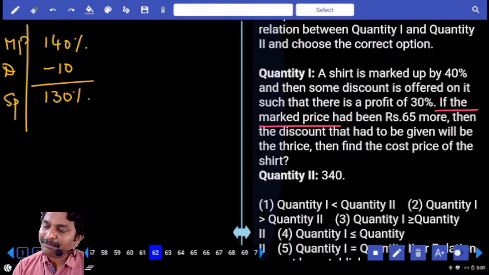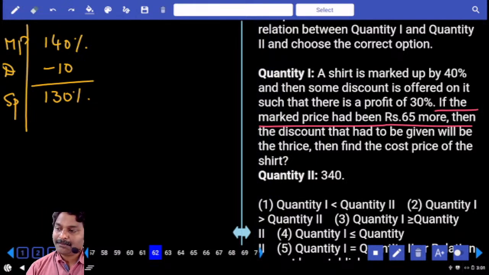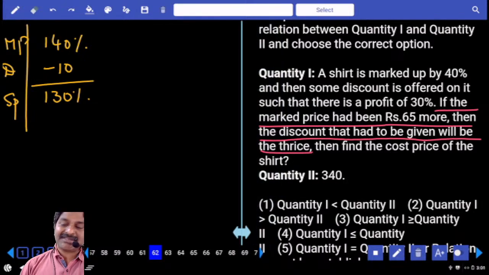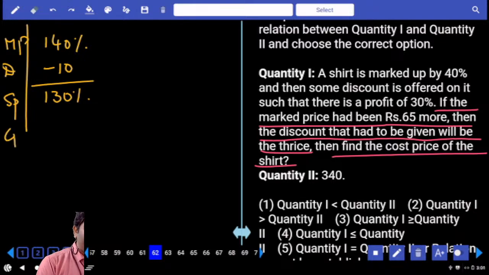Next, continue. If the market price had been 65 rupees more, then the discount that had to be given will be thrice. Then find the cost price of the shirt. Cost price is always 100%.